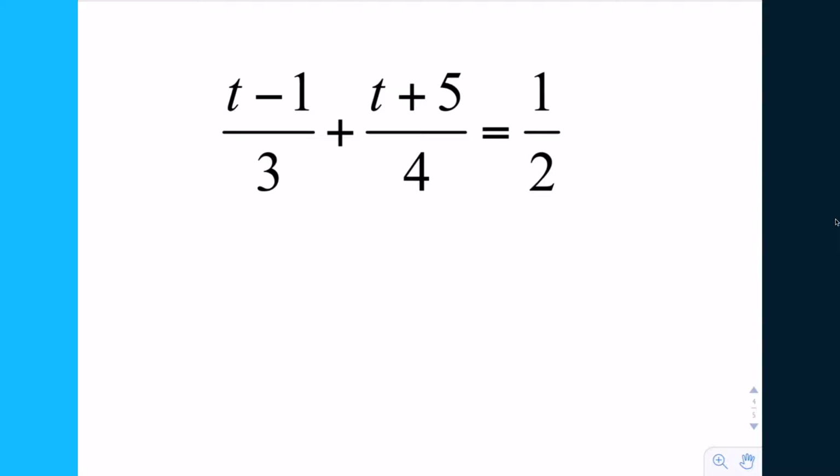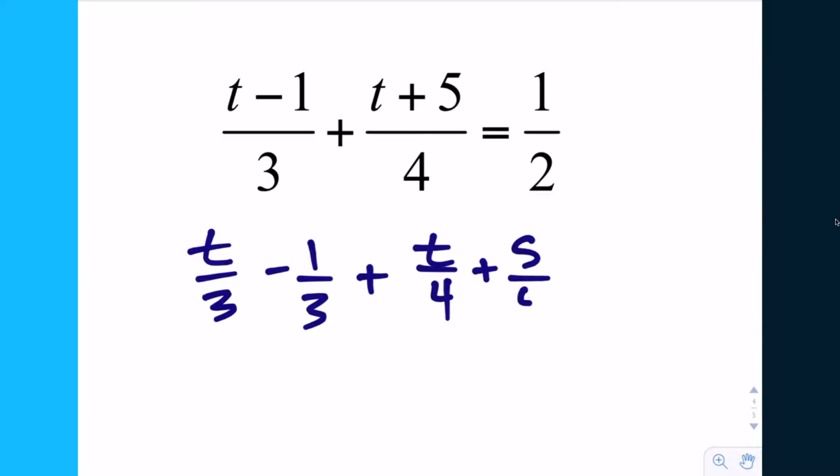Okay, so step one, if we're going to embrace the fractions, we got to get the t's by themselves, which means we have two terms up here. Here's a little trick that we'll be using quite a bit. You can split up numerators. So you can call that t over 3 minus 1 over 3. You can't split up denominators that way, but you can split up numerators. So you got t over 3 minus 1 over 3. It's like getting a common denominator and adding them together, but you're just breaking it apart. Similarly, you get t over 4 plus 5 over 4, and it equals a half.